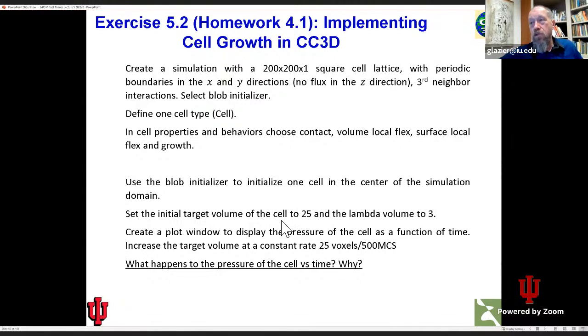I suggested making the initial target volume of the cell 25, lambda volume of 3. And then there was a good point made in a comment on the homework. I said to have the cell grow at a constant rate so it doubles in volume every so often. Somebody pointed out that, of course, the cell may double once, growing at a constant rate, but I would have to double the growth rate to make it double at the same time a second time.